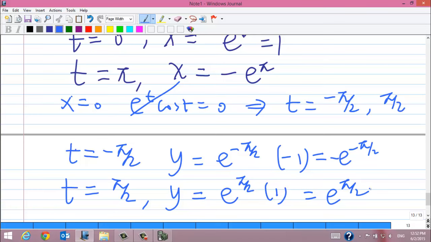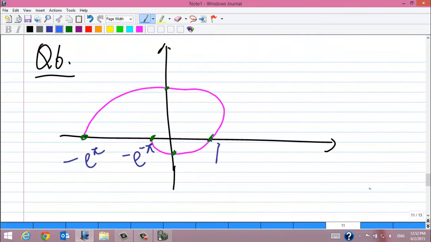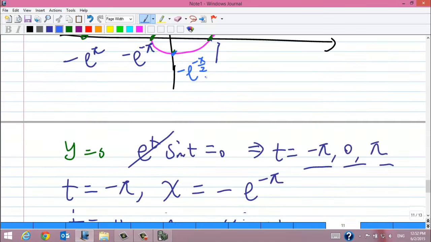So we can sub into the, so this point is going to be minus e power minus pi over 2. This point is going to be e power pi over 2. Okay, so up to here, finish. 5 points. Then the next part.